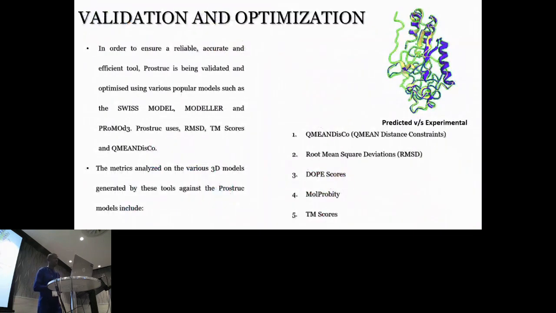So for reliability, accuracy and efficiency, ProStruc is being validated and optimized using popular models like SWISS-MODEL, MODELLER, and the likes. Our tool uses QMEANDisCo, RMSD, and TM score, but the existing tools use other metrics for validation of the model. So ProStruc is more, I would say, easy in its approach of doing homology modeling.